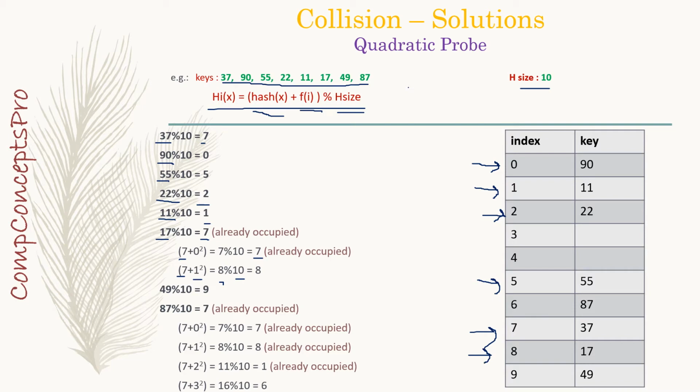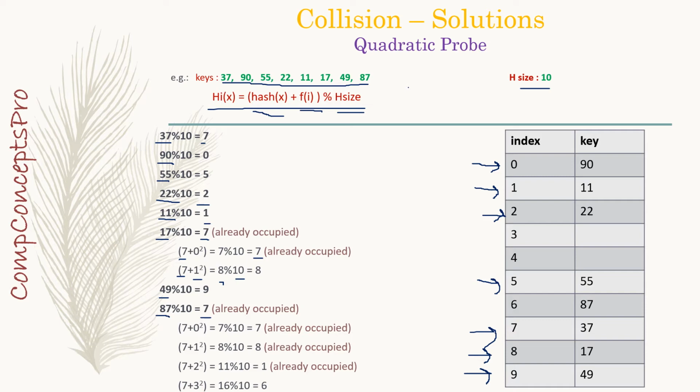Alright. So next key is 49. 49 mod 10 gives 9. So 49 will be stored at index position 9. So our last key is 87. 87 mod 10 gives 7. So again there is a conflict. So again we have to use the formula for quadratic probe.